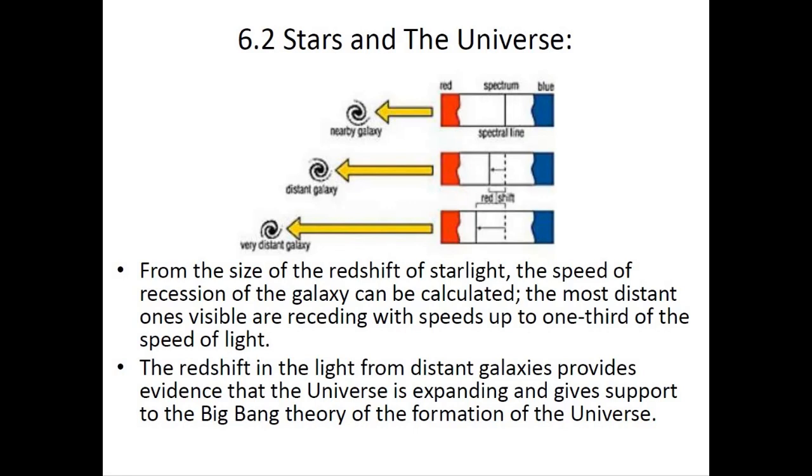The redshift in the light from distant galaxies provides evidence that the universe is expanding at a steady rate, and it supports the Big Bang theory for the formation of the universe: that before a certain amount of time, all of the galaxies and all the matter were at the same place together, and then some outward explosion occurred that caused the matter to move away from each other. As the after effects of that explosion, the Big Bang, the galaxies are still moving away, instead of being positioned at a fixed point in the universe.